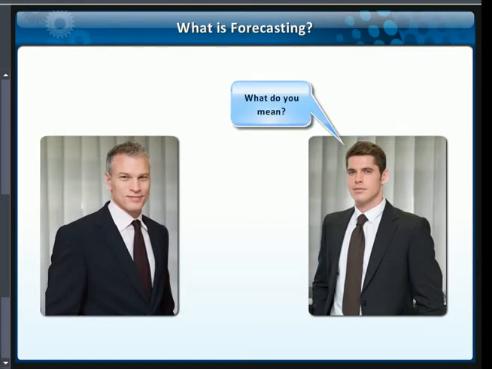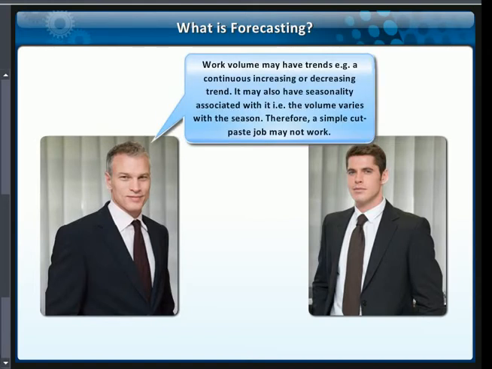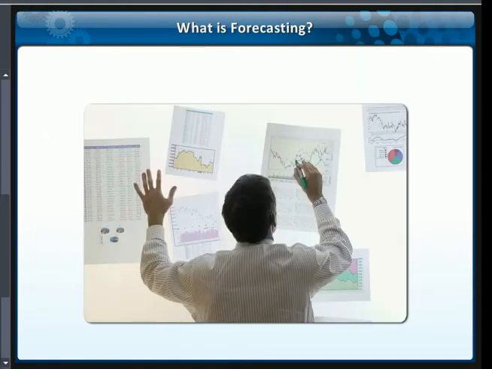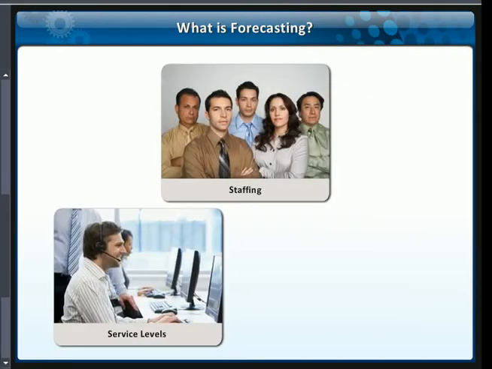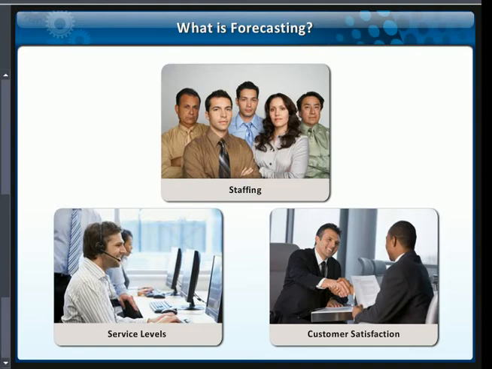What do you mean? Work volume may have trends. Example, a continuous increasing or decreasing trend. It may also have seasonality associated with it. That is, the volume varies with the season. Therefore, a simple cut-paste job may not work. Accuracy is critical in forecasting. It has a significant downstream impact on staffing, service levels, and eventually customer satisfaction.